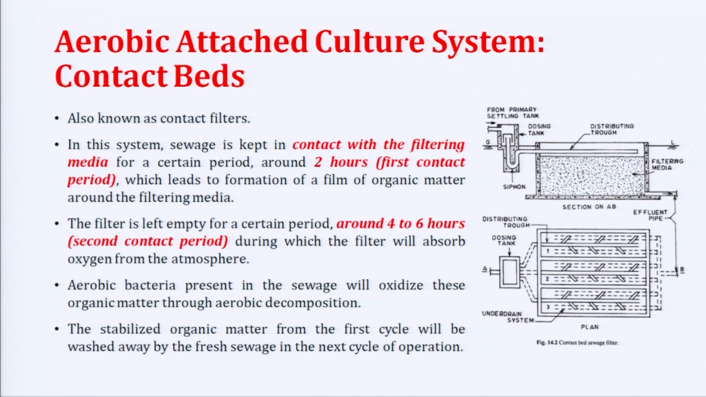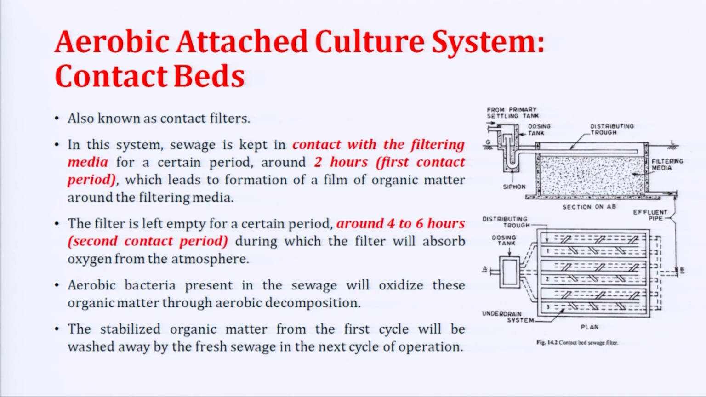Now, let us come quickly to the next aerobic attached culture system, called contact beds. The most important aerobic attached culture system is the trickling filter, so you should go in depth for trickling filter. Contact beds are important, but not that important. The second most important aerobic attached culture system will be RBCs, or rotating biological contactors, which we will talk about. So, let us quickly go through contact beds.